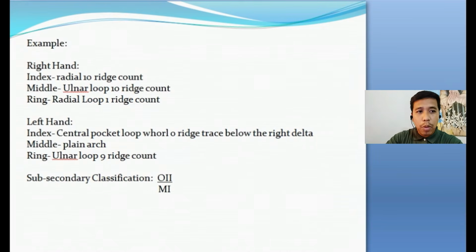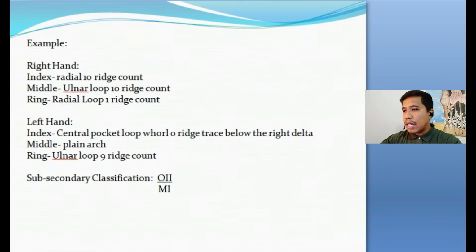So we will start with the numerator, which is the right hand. The index is 10 ridge count. So based on the slide a while ago, 1 to 9 is inner for index, while 10 and above would be outer. So basically, the index is O. That signifies outer.